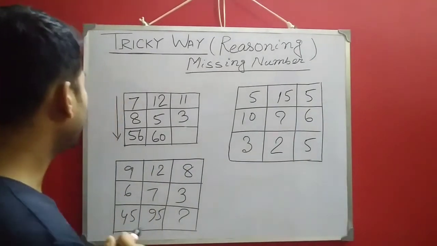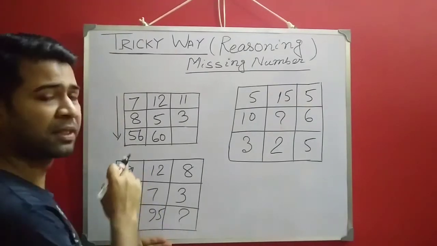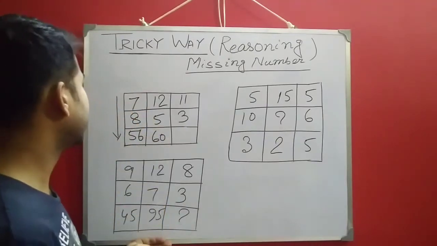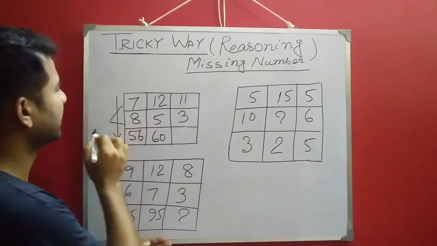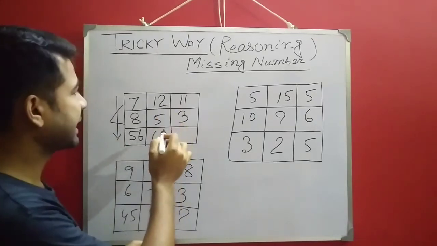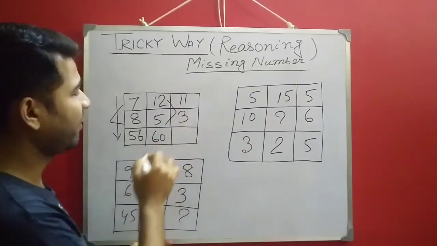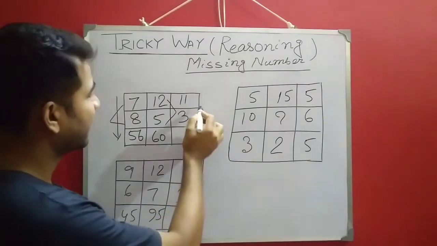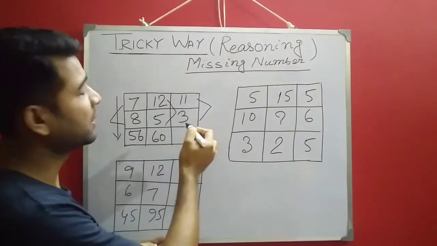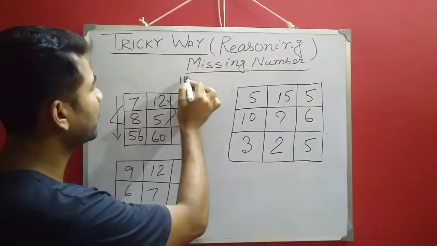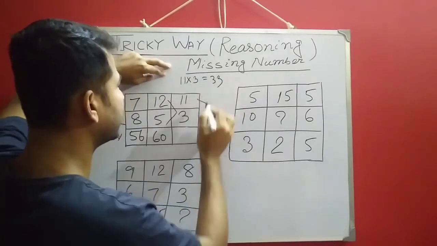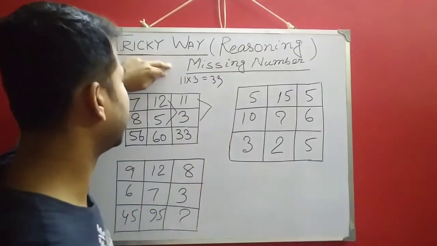So our aim is to see how 56 can be found from these two numbers. It is clear by multiplying 7 and 8, 7 into 8 equals 56. Similarly for the second case, 12 into 5 equals 60. So as usual, we can do the same operation for this: 11 into 3, so 33. So 33 will be here.